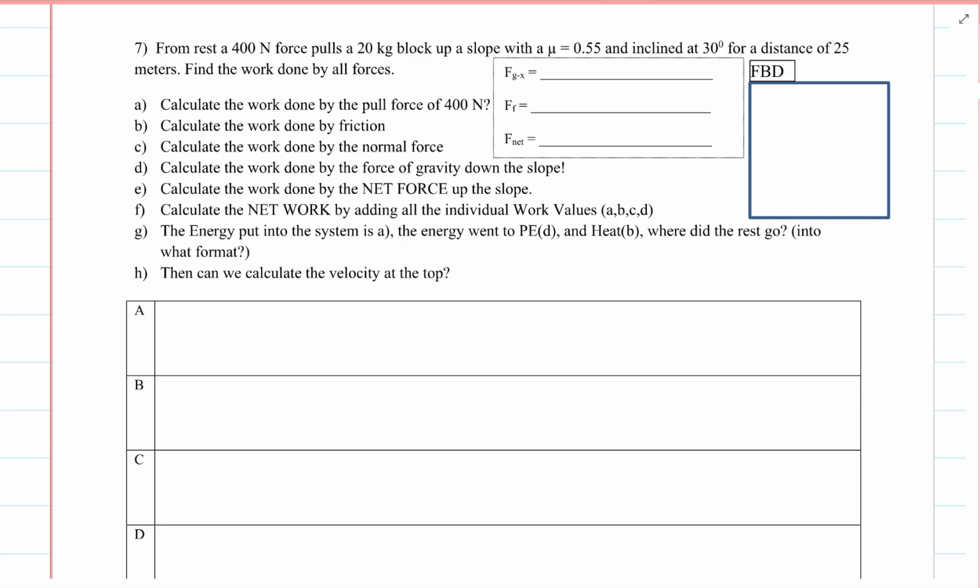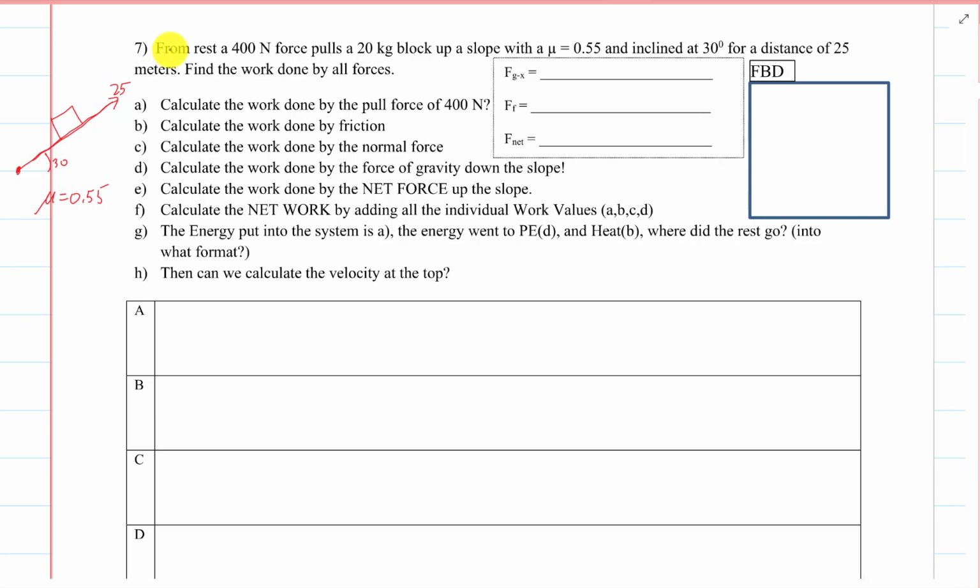From rest, a 400 Newton force pulls a 20 kilogram block up a slope that has a coefficient of friction of 0.55 at an incline of 30 degrees for a distance of 25 meters. So we have an object on an inclined plane. It's only 30 degrees, with a coefficient of friction of 0.55, and he's starting from rest at the bottom and pulling it up 25 meters using a 400 Newton force.